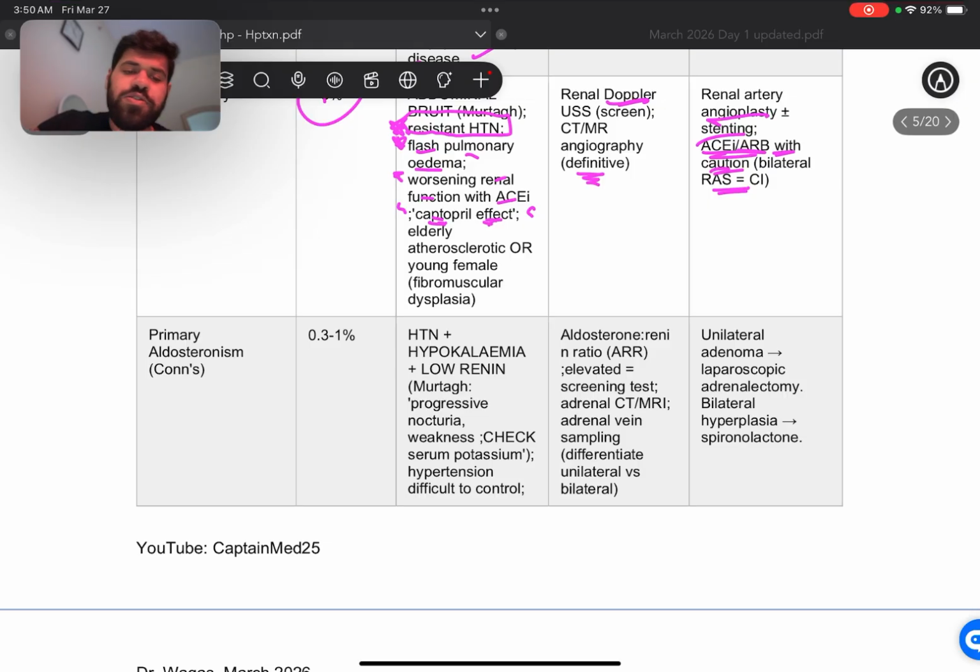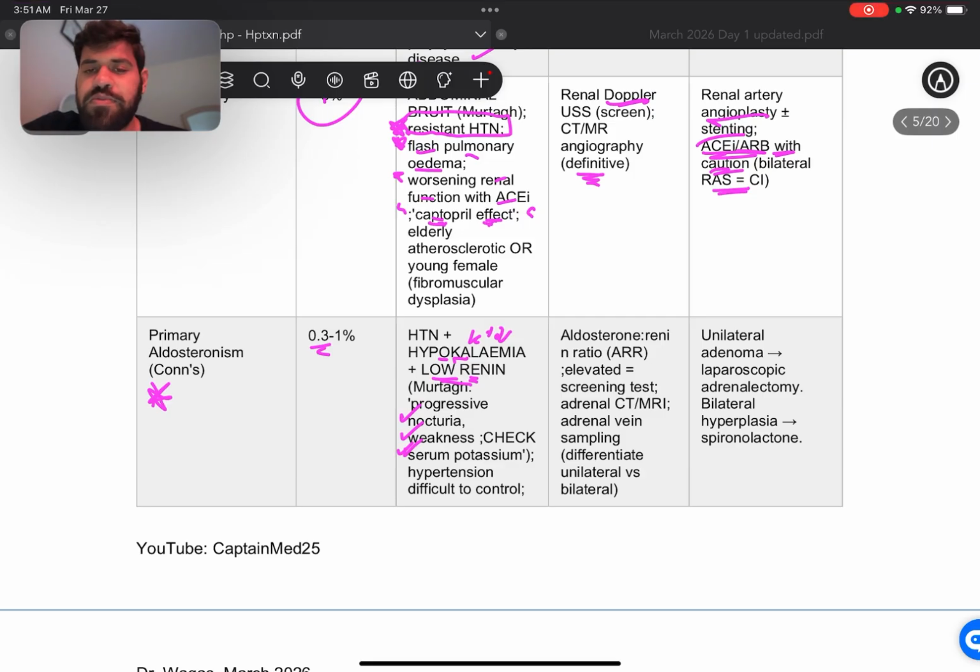Now, primary aldosteronism or Conn's syndrome, it's 0.3 to 1%. So these are very rare. So as I said, that secondary hypertension, it's very rare to begin with. And all of these reasons are also rare as well. So hypertension plus hypokalemia, so less potassium. All right, and low renin. And we have progressive nocturia, weakness. You have to check serum potassium, because if the serum potassium falls too low, it can have very detrimental effects on the patient's cardiac and neuro outcome.